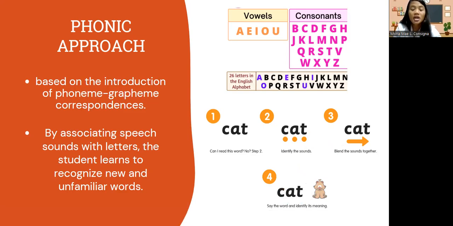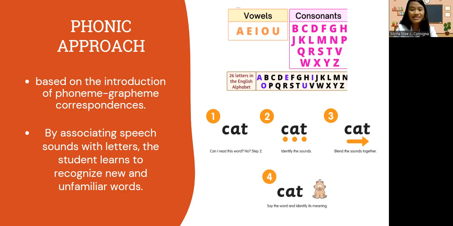As a teacher, you have to model or demonstrate to the child how to do this a few times. It can be by doing it together or they can do it on their own. They will blend it together and you will identify the meaning of the cat. What is the sound that the cat makes? They will say meow, meow, meow. That's how the phonic approach works. By associating speech sounds with letters, the students learn to recognize new and unfamiliar words.